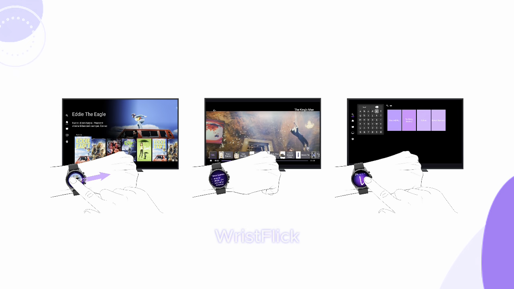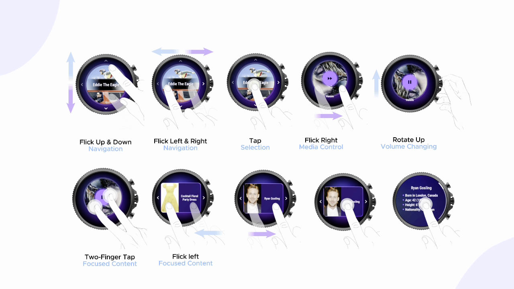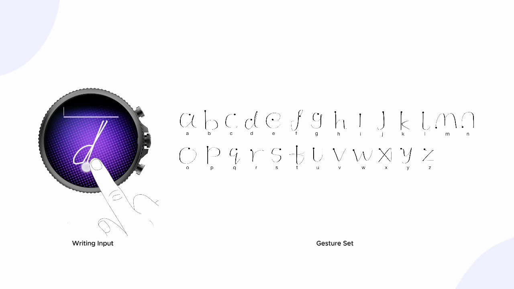WristFlick is a smartwatch-based system that enables users to navigate channels, control media, access additional content, and input text for searches by tapping, flicking, and writing directly on the smartwatch screen. WristFlick offers convenient access to television control on the wrist and leverages familiar touch interactions to simplify user learning.